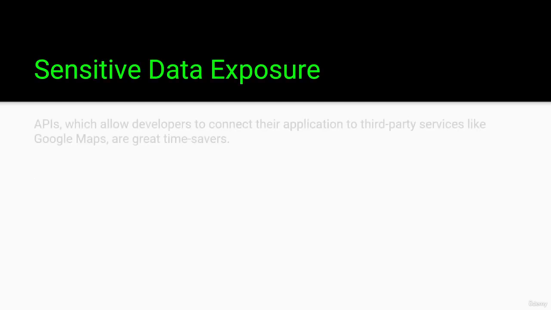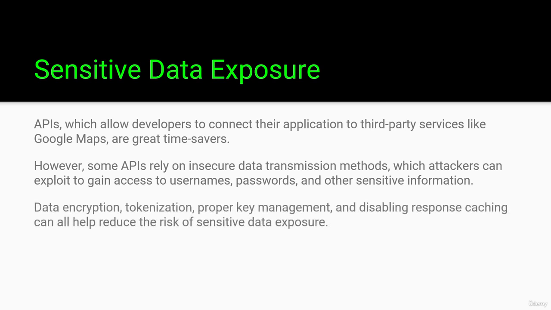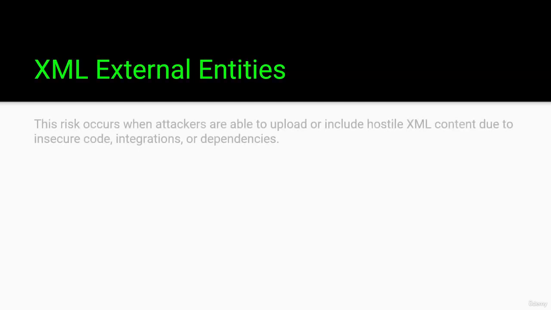Sensitive data exposure. APIs which allow developers to connect their application to third-party services like Google Maps are great time savers. However, some APIs rely on insecure data transmission methods, which attackers can exploit to gain access to usernames, passwords, and other sensitive information. Data encryption, tokenization, proper key management, and disabling response caching can all help reduce the risk of sensitive data exposure.